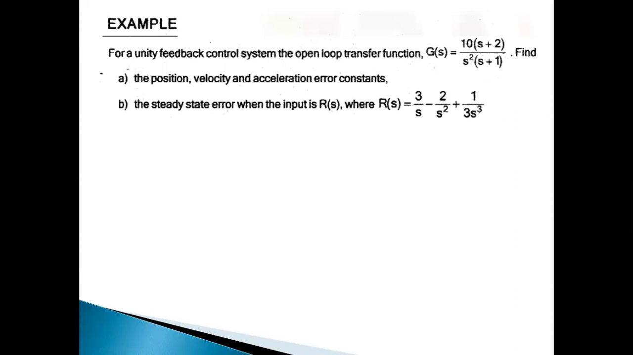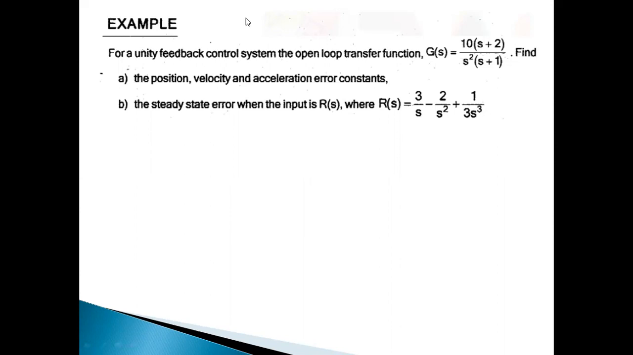Okay. Next, let us solve one example based on the static error coefficients and dynamic error coefficients. Please note down this example. For the unit feedback control system, the open loop transfer function G of s is equal to 10 into s plus 2 by s square into s plus 1. That is the open loop transfer function which is given, and unity feedback implies H of s is equal to unit value. So the first one is to find the position, velocity, and acceleration error constants.